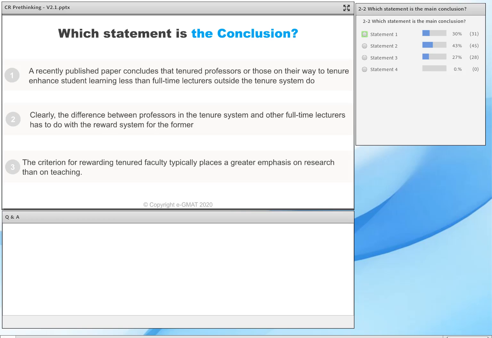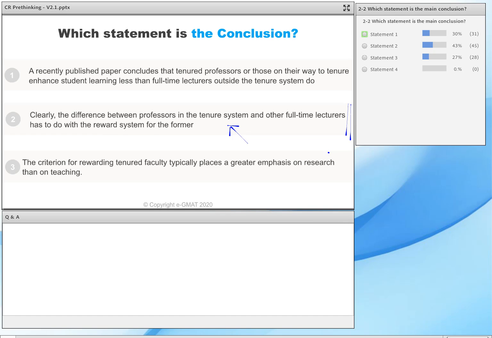43% of you say statement 2 is the correct answer, and this is truly correct. Statement 2 is indeed the main conclusion. The main conclusion is something that the author of the argument, the person who's written the argument, wants you to believe in. It's an agenda that he wants to take forward. And when you look at this argument, statement 2 is what the author wants to assert or prove. When he says clearly the difference between professors in the tenure system and other full-time lecturers has to do with the reward system, what he's saying is, hey, it's the reward system that is to blame. And that's what he wants to take forward.